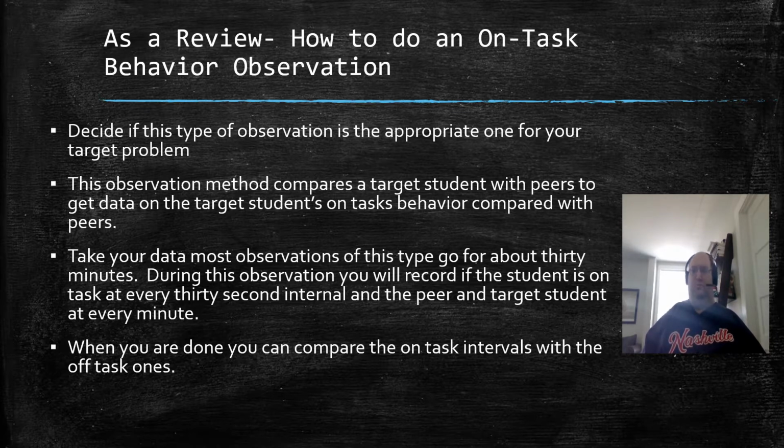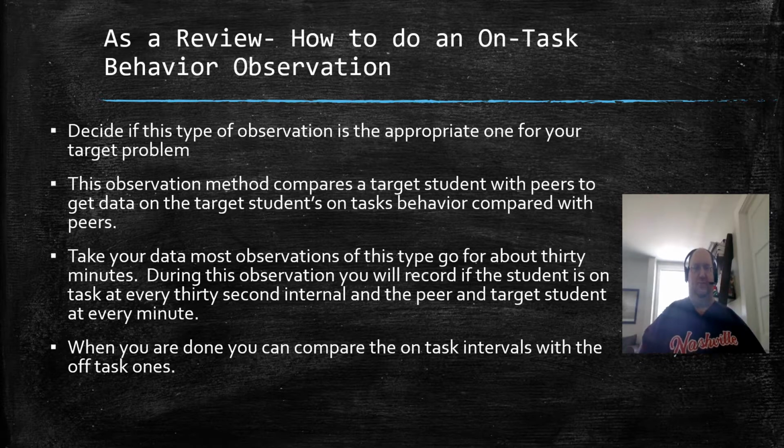You have to ask yourself, what am I trying to gather data on? Is it a student's on-task behavior? Is it what that student is doing? Do I want a more general idea, where I would do that naturalistic observation? Do I want to do what's called an ABC observation, where I'm looking at what happens before a problem behavior and what happens after? There are all different types of observational techniques. You have to decide which is appropriate given your problem behavior. On-task behavior observations are not able to answer every question.